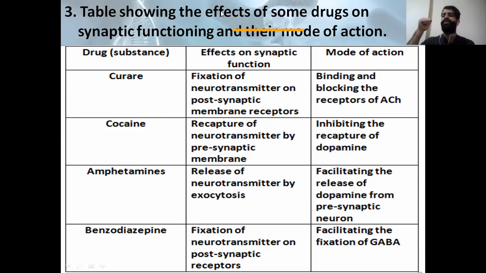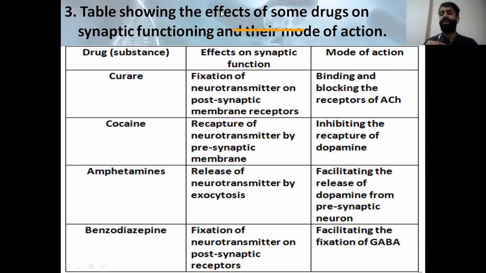Cocaine, we already talked about it. Cocaine works on dopamine. What does it do? It works at the level of the recapture process, the recapture of the neurotransmitter by the presynaptic terminal. As we said before, dopamine is released for a short period of time, a few seconds. This leads to feelings of pleasure, happiness, ecstasy, and so on. Then it is going to be recaptured.